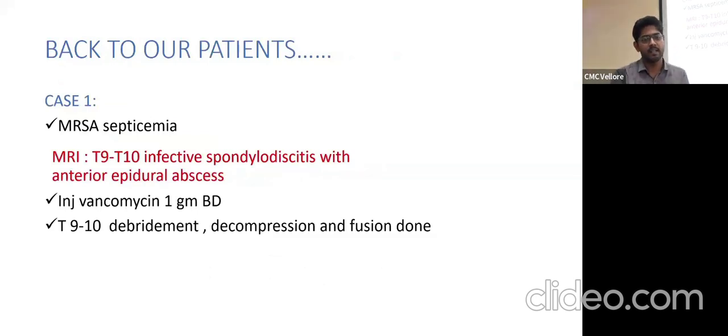The case one is an MRSA septicemia. The MRI was done, which showed T9-10 infective spondylodiscitis with anterior epidural abscess. So we started him on injection vancomycin 1 gram BD, and emergency T9-10 debridement with decompression and fusion was done.